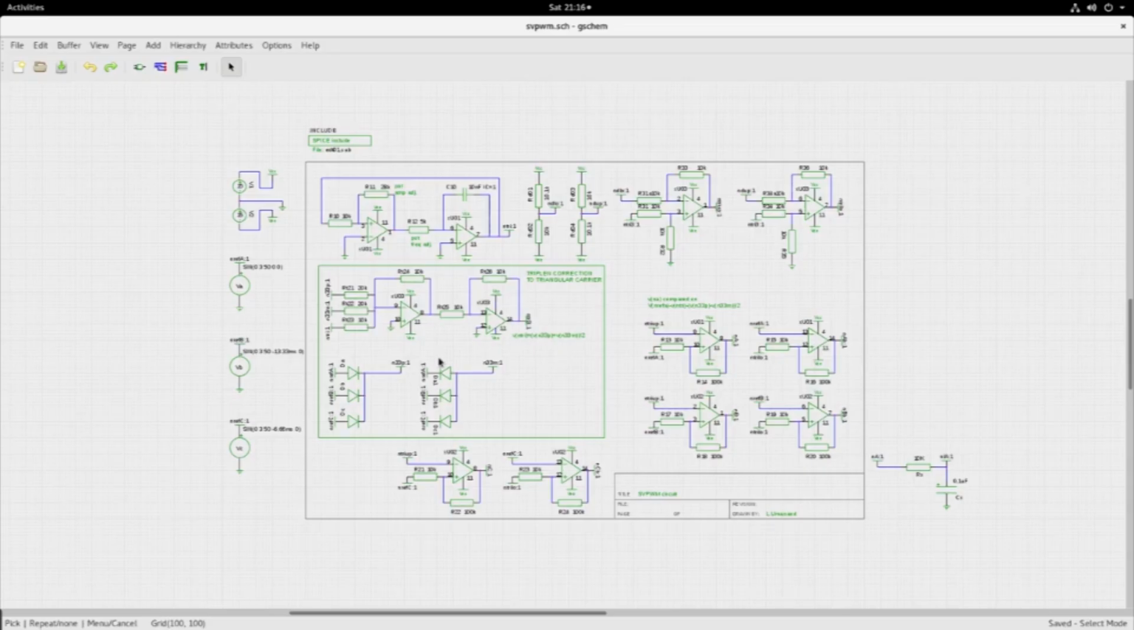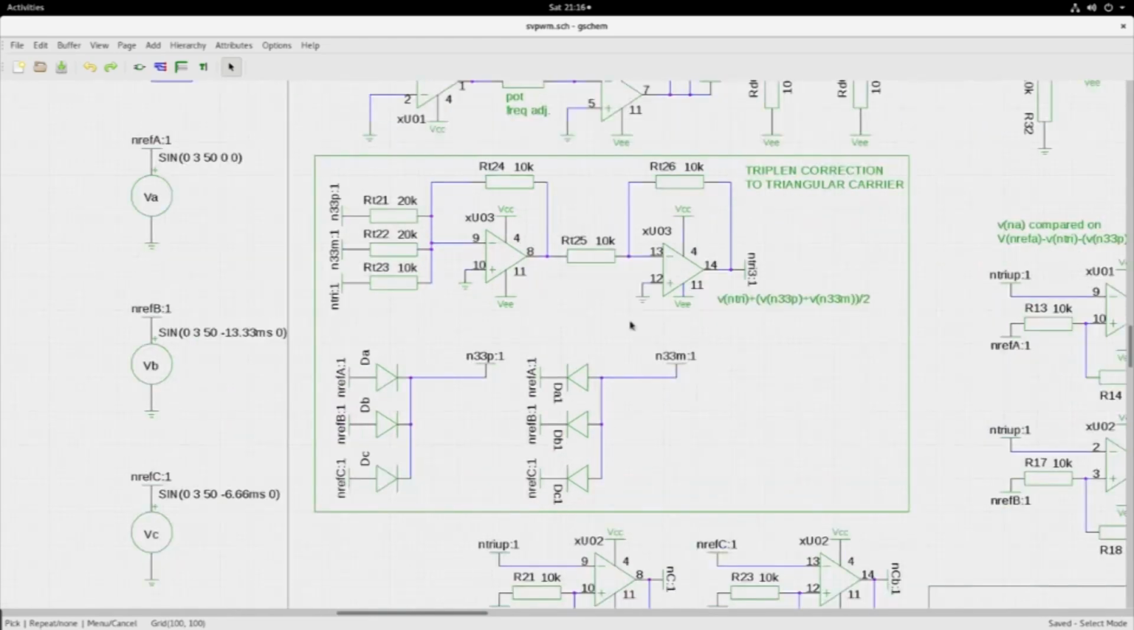Come back to the schematic, and if I zoom into the triplen correction part, you will see that this portion is actually an adder. So what is it doing? Now there are these diodes, and the inputs are the references, the three input reference waveforms, and this will take out the top envelope, and this circuit will take out the bottom envelope.